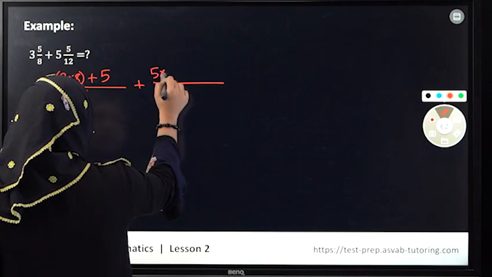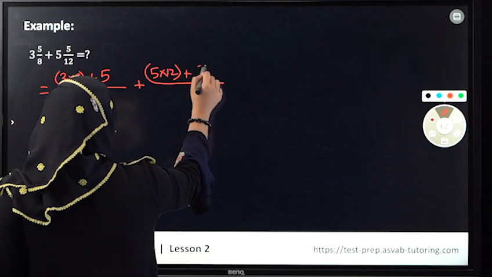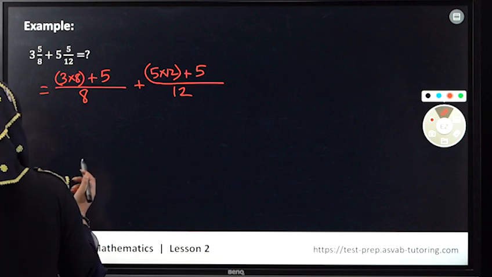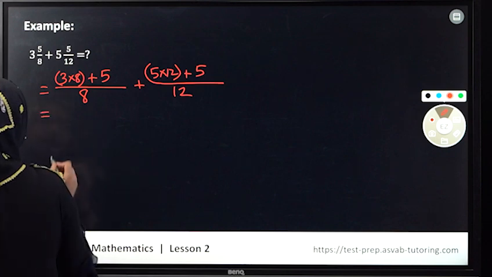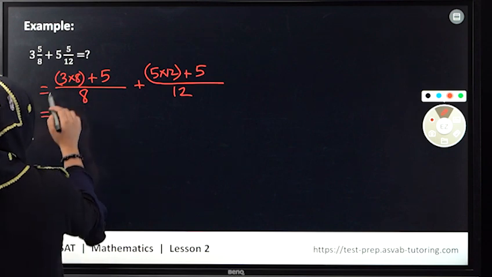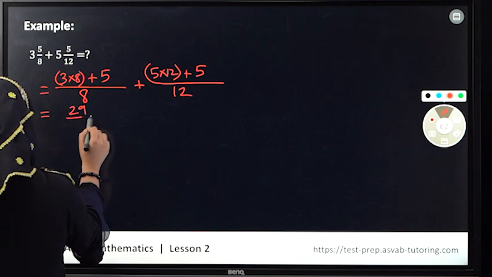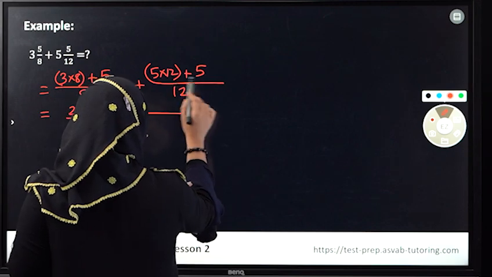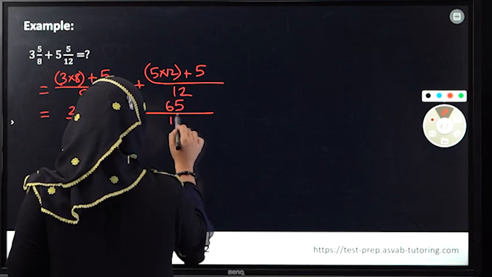Once again, you do what? 5 times 12 over here, add it to 5, and then you put a 12, the way that we have already done. What that ends up as being is 8 times 3 is 24, and 5 adds 29 over 8. And again, 5 times 12 is 60. 60 plus 5 is 65 over 12.